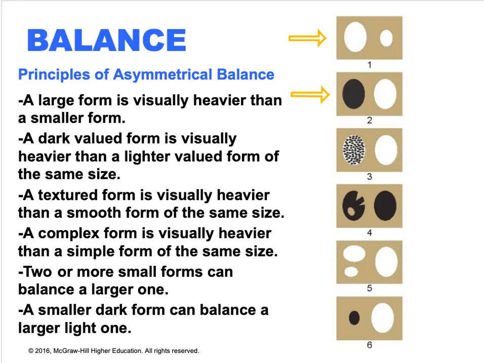Okay, the next bullet says a textured form is visually heavier than a smooth form of the same size, even if they're the same size. Can you see that happening in that little sample? All that busyness, all that texture makes it feel heavier. A complex form is visually heavier than a simple form of the same size. Details make something feel heavier. More intricate, more complicated, looks heavier.